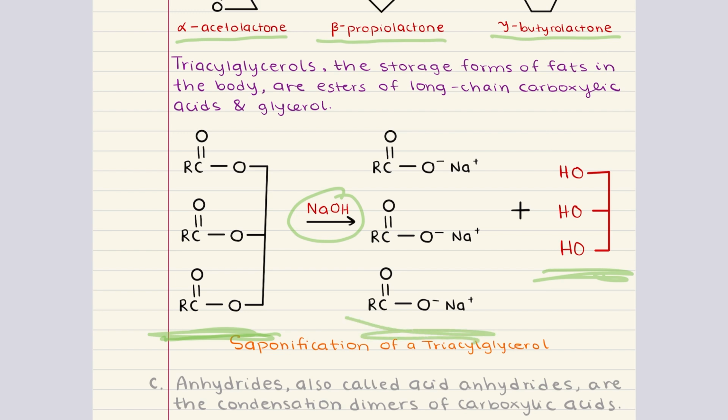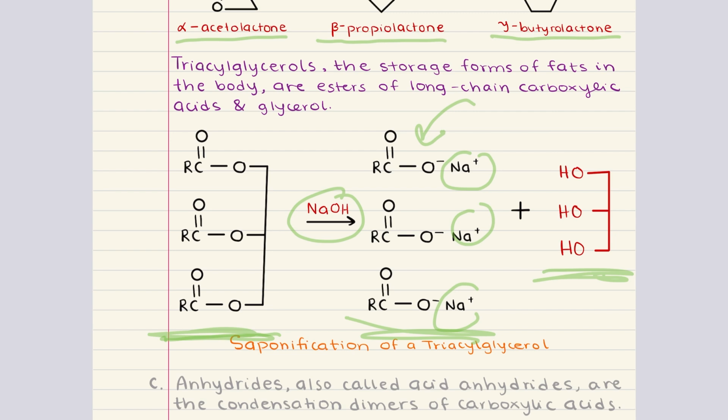The fatty acid salts are composed of carboxylate anions paired with sodium cations. So in other words, soap. Therefore, saponification of triacylglycerols produces soap molecules and glycerol as products.